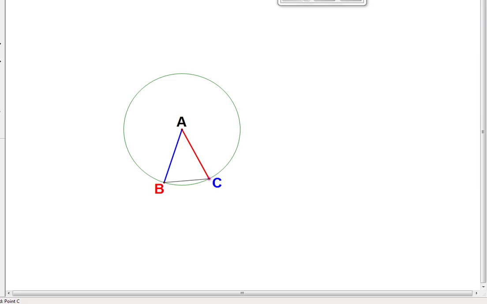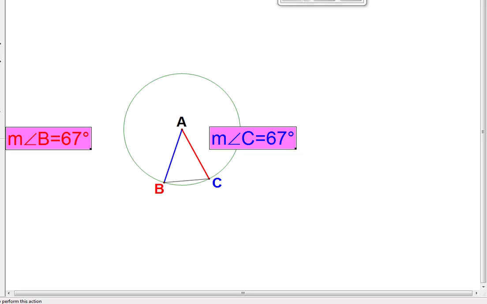Well, if you take a look at this sketchpad activity here, I have triangle ABC, and two sides are congruent. AB is congruent to AC. I know that because they're both radii of a circle, and every radius of a circle is congruent to every other radius in that same circle. So if I reveal the angle measures right here, the measure of angle B is 67 degrees, and the measure of angle C is 67 degrees.